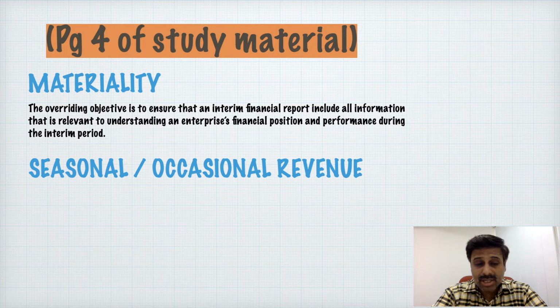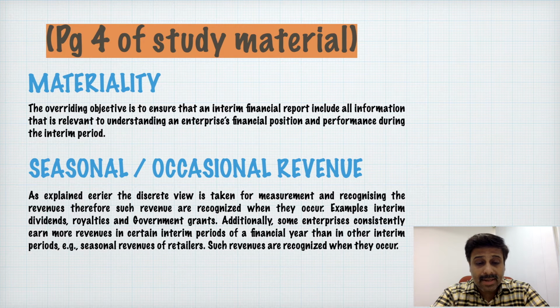Then seasonal or occasional revenue. Discrete approach. Discrete means if it is seasonal, even if you face loss in one quarter, but if it is not the revenue of that quarter, you will not take it. And whichever quarter the revenue occurs, that quarter only you are going to take it. As explained earlier, the discrete view is taken for measurement and recognizing the revenues. Therefore, such revenue is recognized when it occurs. Example, interim dividends, royalties, and government grants. Additionally, some enterprises consistently earn more revenues in certain interim periods of a financial year than in other interim periods. Example, seasonal revenues of retailers. Such revenues are recognized when they occur.